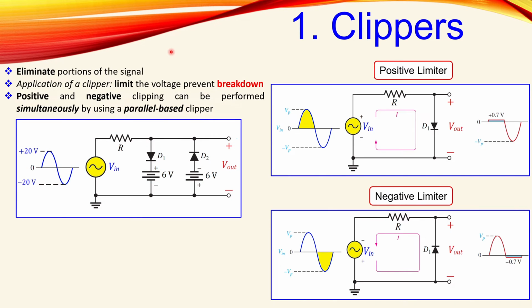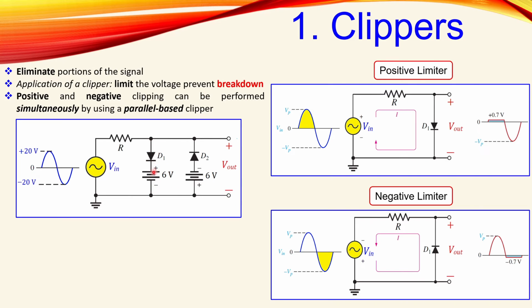For example, we have now the voltage source Vin for the input. We have a 20 volts up and 20 volts down, so it's symmetric sine wave. We have a resistor here to limit the current, and now see here the D1 and the D2, but in addition you have a battery here of 6 volts, and this is also a battery, but this is a reverse with respect to this branch. So how is this V out looking like?